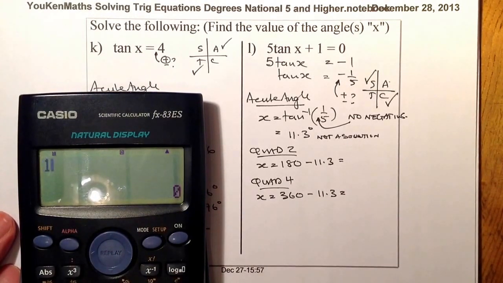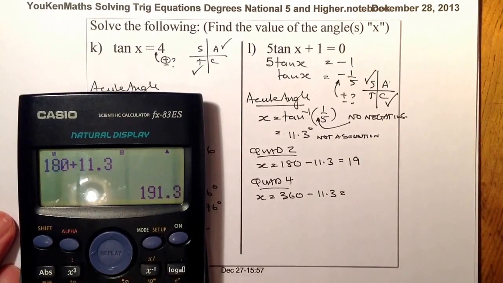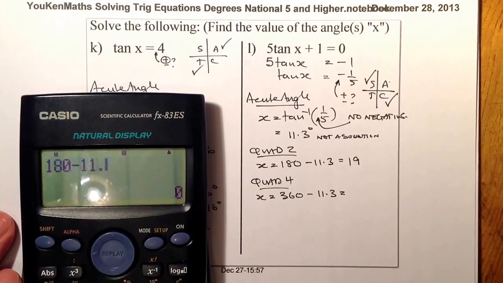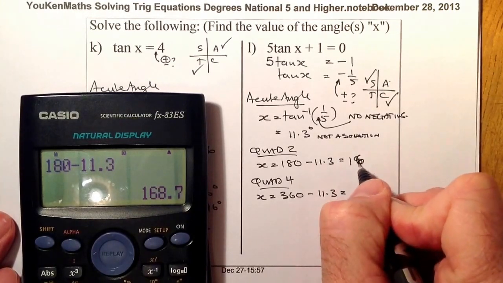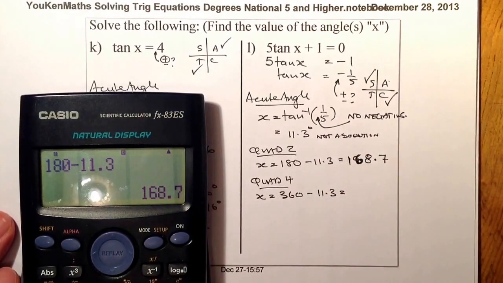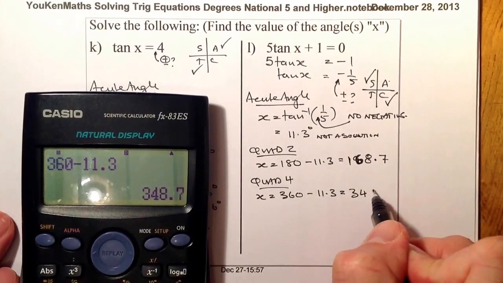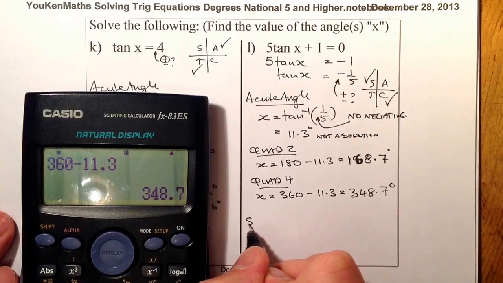Okay, so 180, and we'll add on 11.3, and that should give me 191. Oh, sorry, I've added. Let's do that one again. So that's 180 minus 11.3, and that's going to be 168.7 degrees. And for quadrant 4, I'll subtract 11.3 from 360, and that should give me 348.7 degrees.